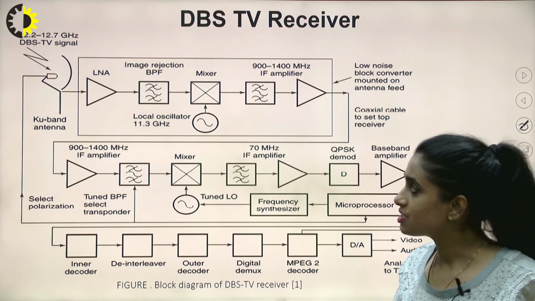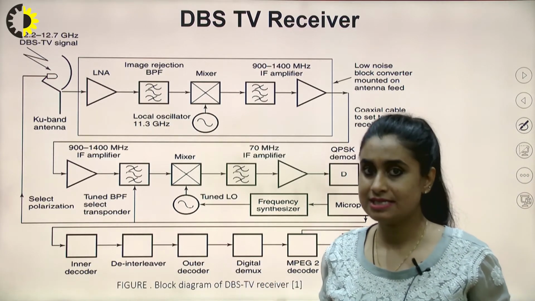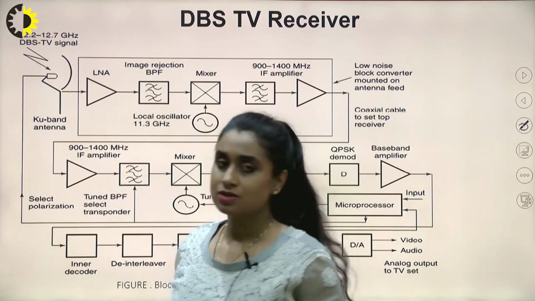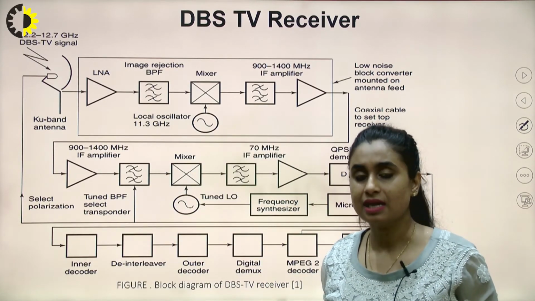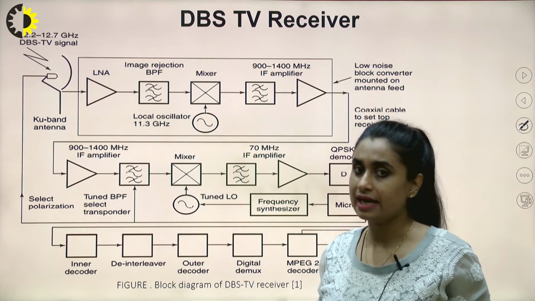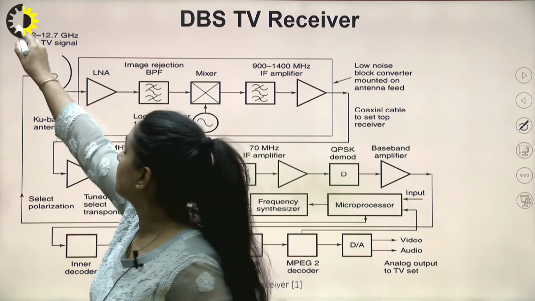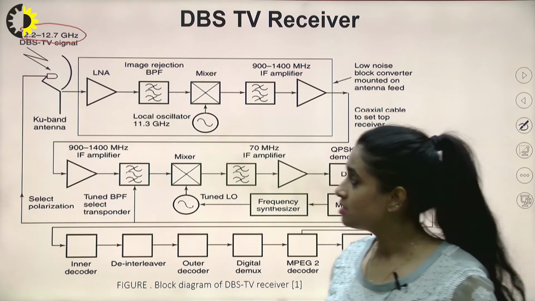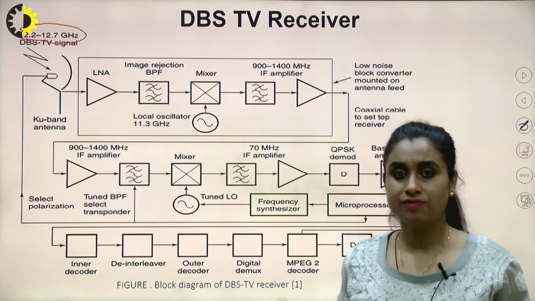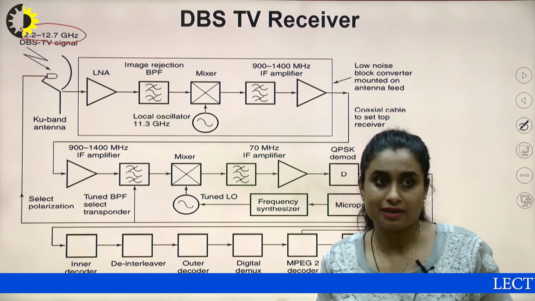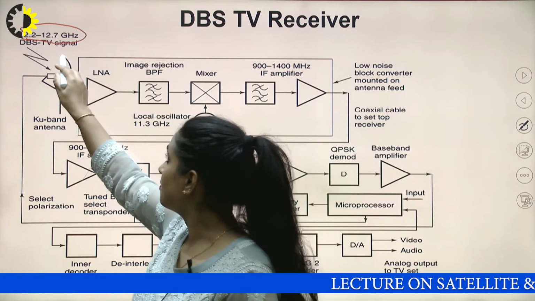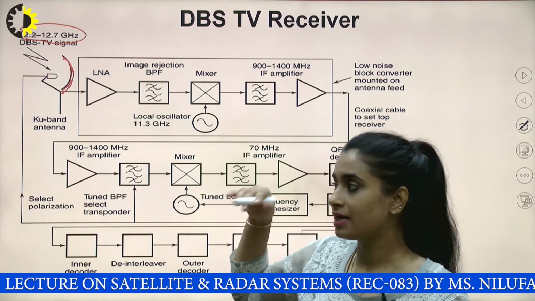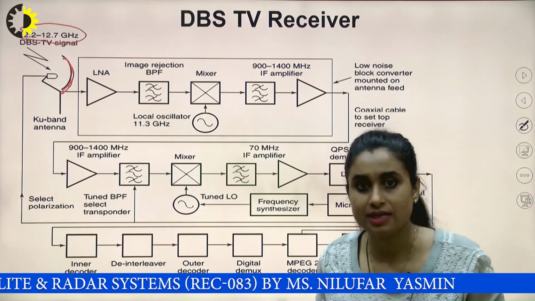For any communication system operating in the radio frequency range, the first element of the receiver is an antenna. That antenna must be capable of receiving that particular frequency. Here we are working in the Ku band, and the band specific for DBS TV is 12.2 to 12.7 gigahertz. So we must have an RF antenna capable of receiving such frequencies. This is the parabolic antenna. On our rooftop, we have it with a dimension of approximately 0.5 meter diameter.